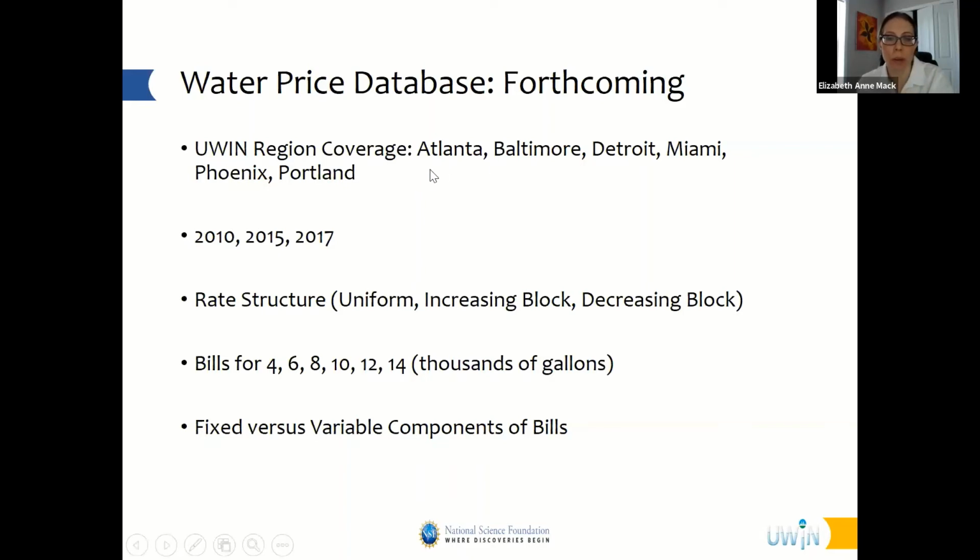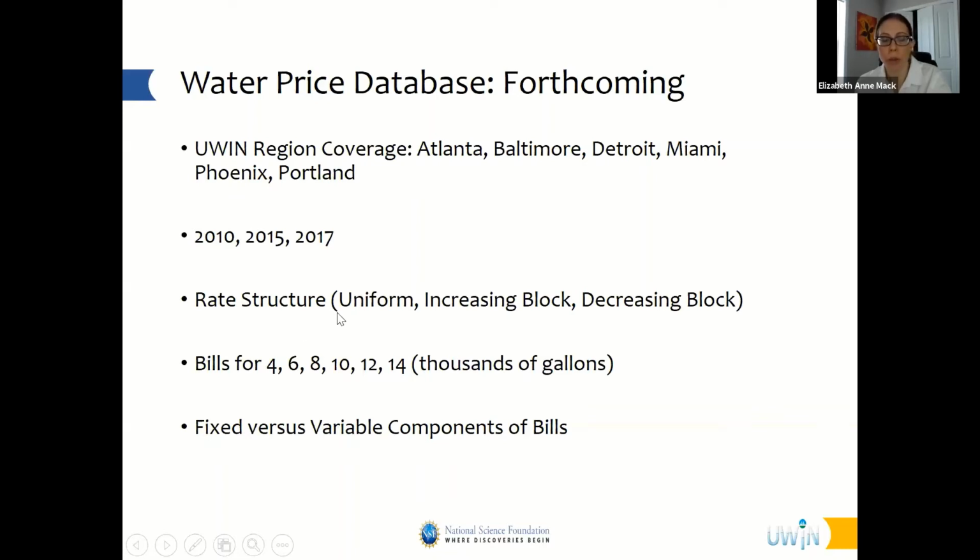Up top here, we have the participating UN regions, so Atlanta, Baltimore, Detroit, Miami, Phoenix, and Portland. We have water rates for drinking water and also wastewater services. We haven't collected information for stormwater. And we've looked at 2010, 2015, and 2017.